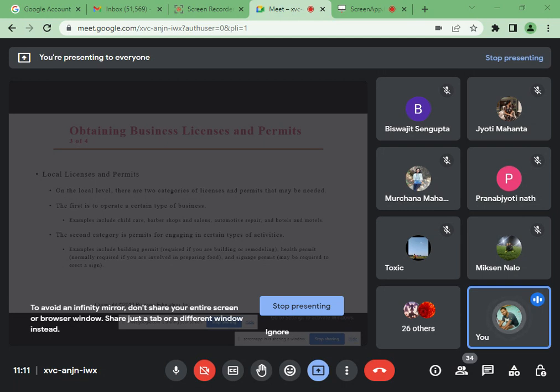Next is local license and permits. On the local level, there are two categories of license and permits that may be needed. The first is to operate certain types of business, including childcare, barber shops and salons, hotels, etc. The second category is permits for engaging in certain types of activities, which includes, for example, a building permit.